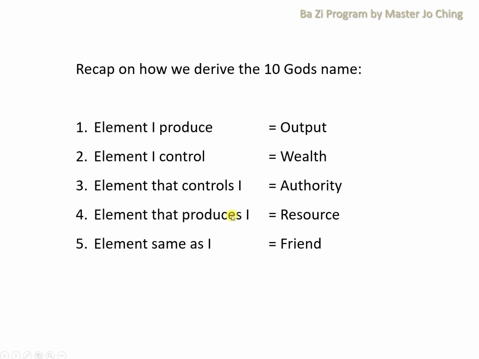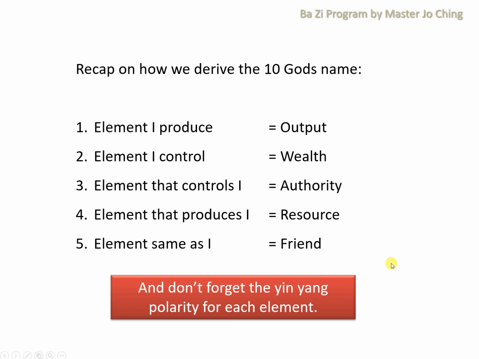Then, element that produces me is known as resource star. You got direct or indirect resource star. Then finally, element same as me, same as I, is known as friend. So you got friend or you got Rob Wealth. Okay? So it boils down to the Yin-Yang polarity for each element.